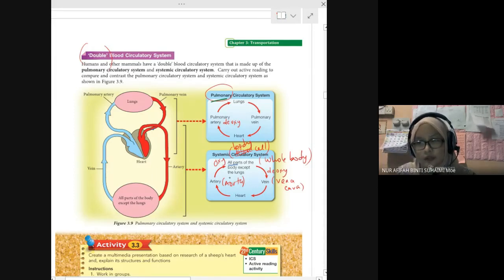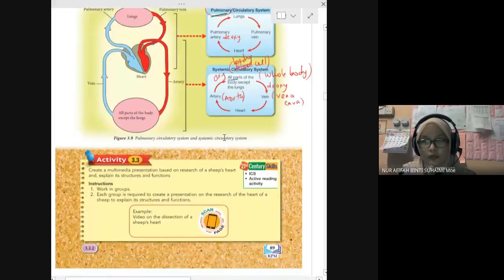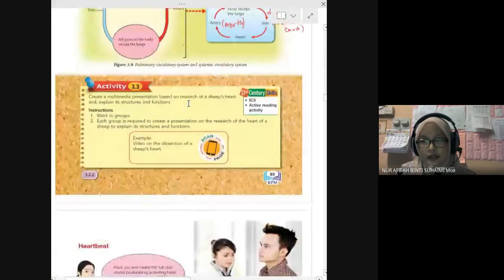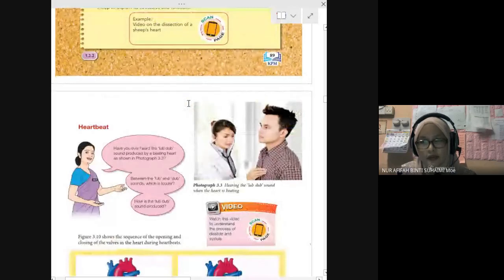Okay. Got two. That's why we have a double system: the pulmonary and systemic circulatory system. A double blood circulatory system.